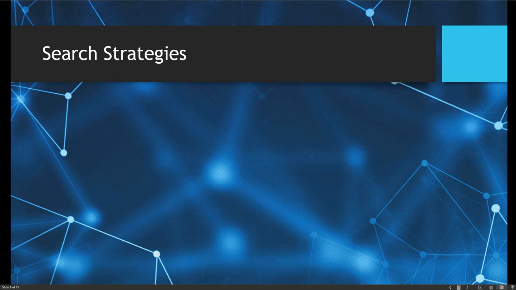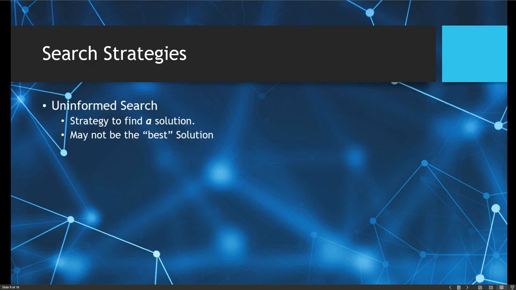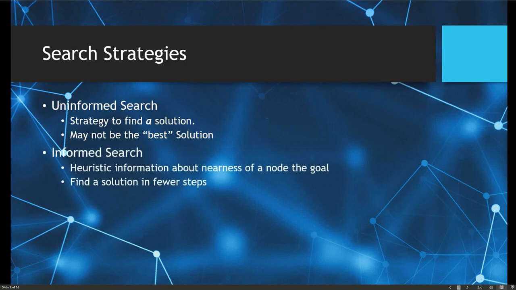Okay, so search strategies. There are different methodologies that we can use in programming our agent to search for the solution for a given problem. The first one is the uninformed search. It is a strategy to find a solution and not the best solution. Uninformed search is the first one we are going to study. This strategy yields just any solution, a solution to the problem that seems correct, but with no sense of whether or not the solution is better, good, or inefficient.